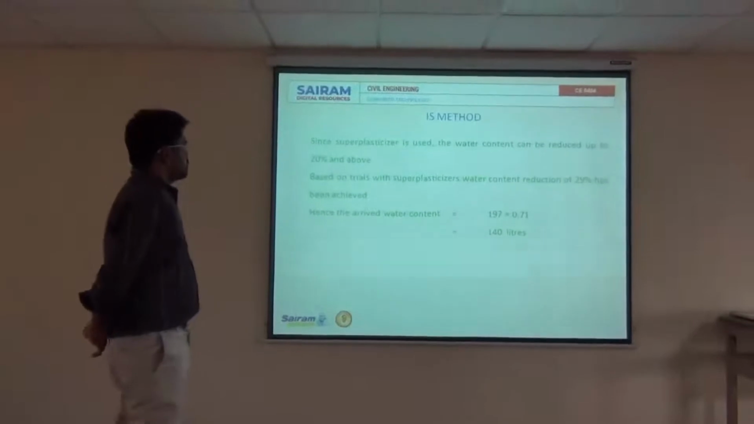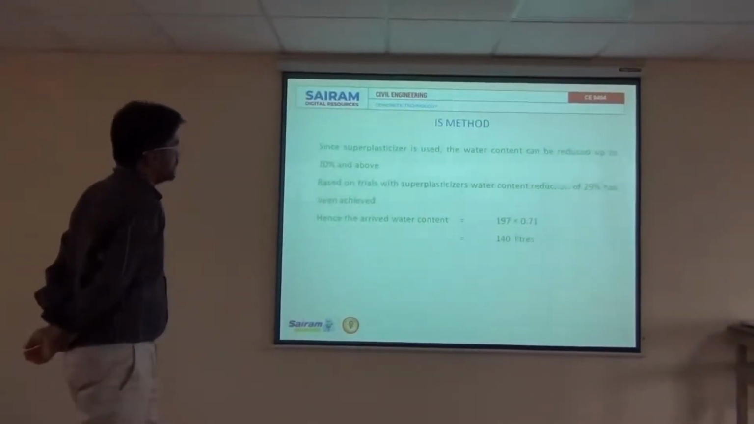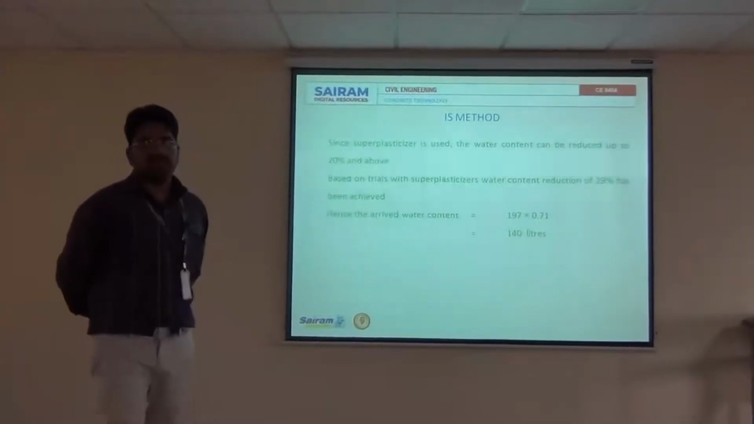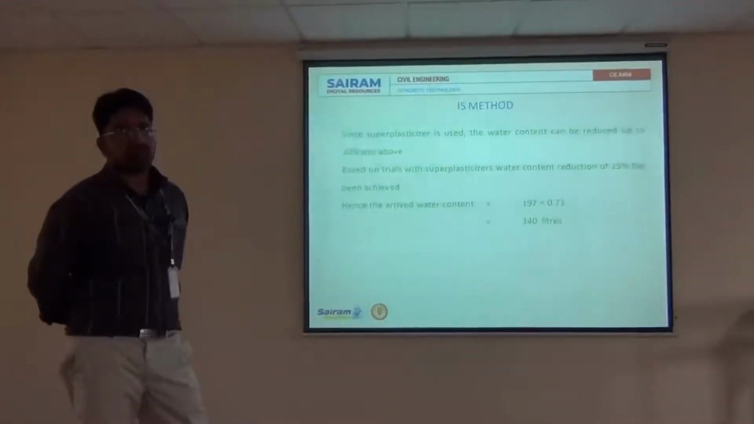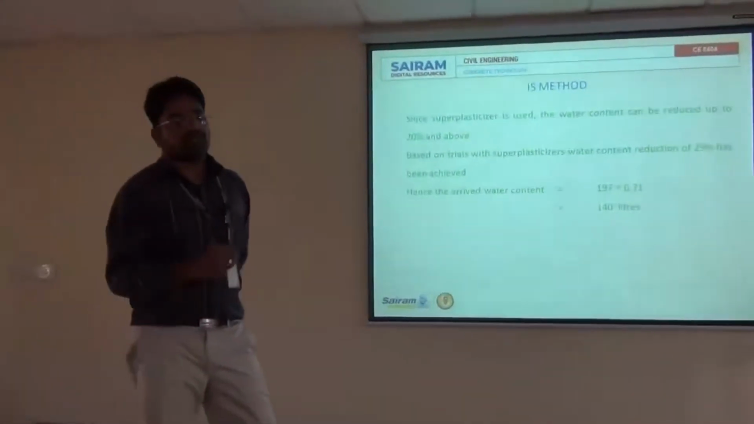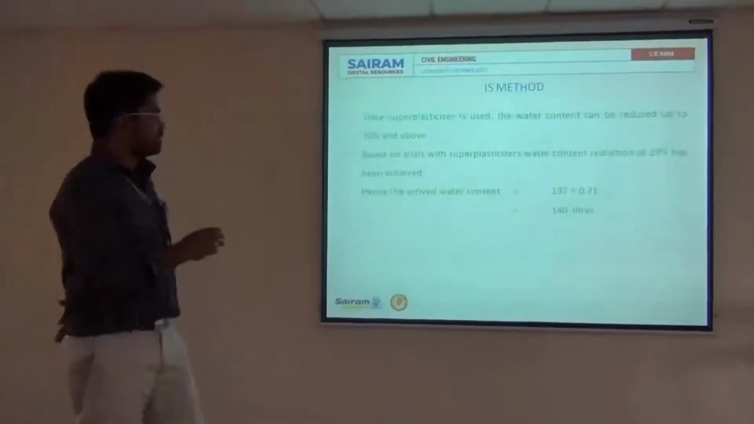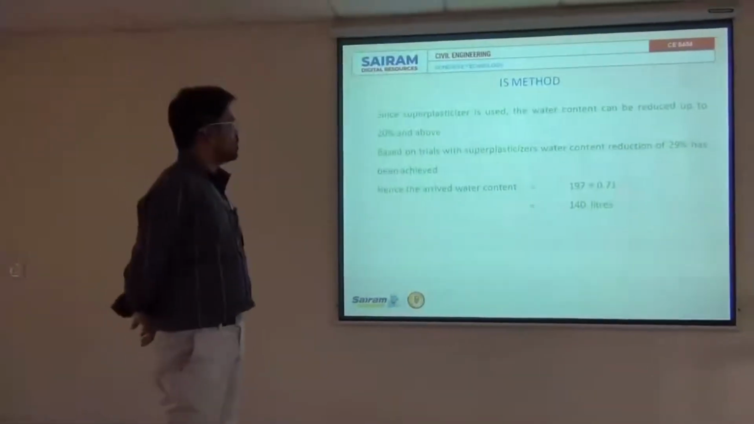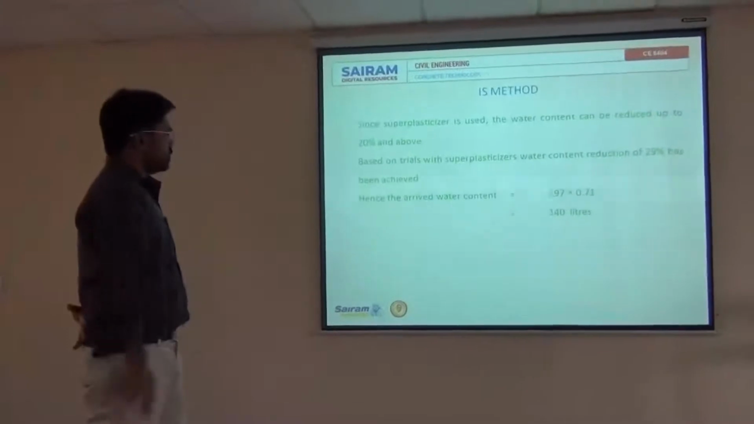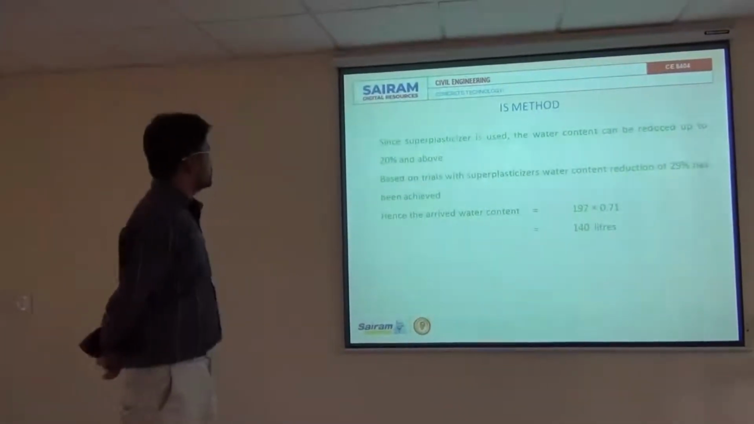Here, superplasticizer is used. The water content can be reduced by 20% and above. Basically, when you go for admixtures, the cementitious property and the pozzolanic property will increase. Due to this, the percentage of gel formation will increase, so the water demand will be reduced. Here, I can assume 29% water demand will be reduced. So the arrived water content is 197 into 0.671, which equals 140 liters.